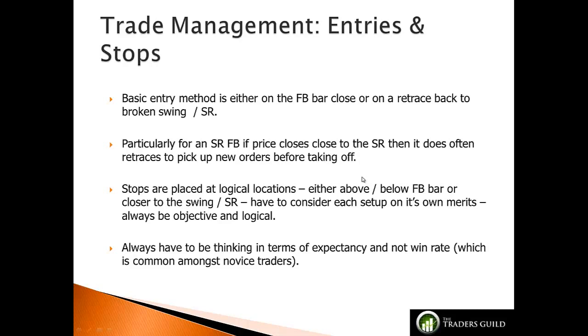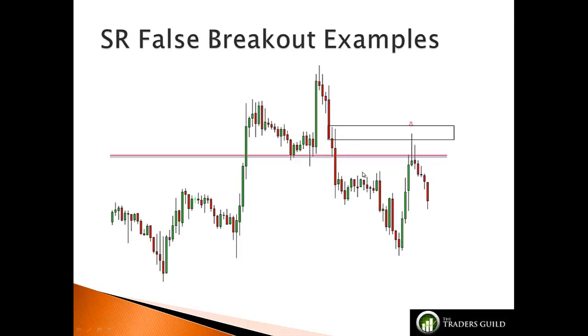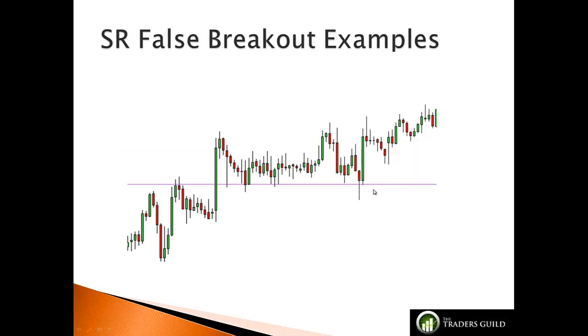If I just go back to a specific example, if we go back to an example like this, where we have a clear SR, and we have a decent size FB and price closes very close to the SR, it is more likely that price will come back and retest this SR again before moving up. And why does this retest hold of this SR?